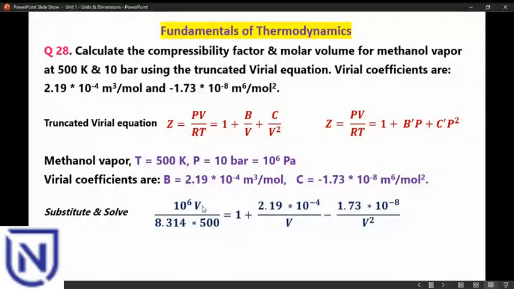Now, the 10 power 6, 8.314 and 500, this you can calculate numerically. You can simplify this numerically, no problem. We have a problem with that unknown term V, right? So multiply throughout with V square.